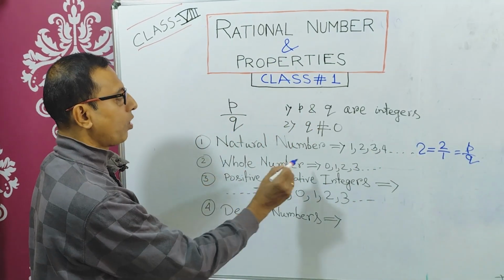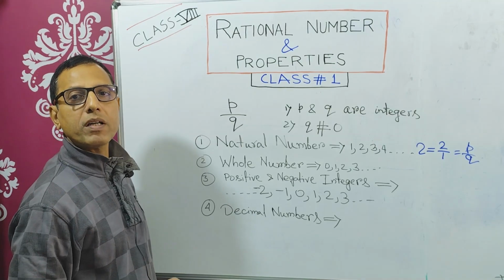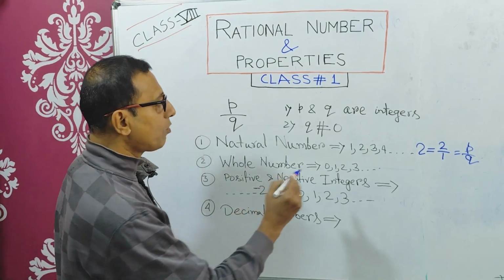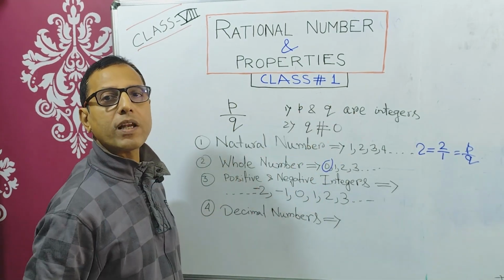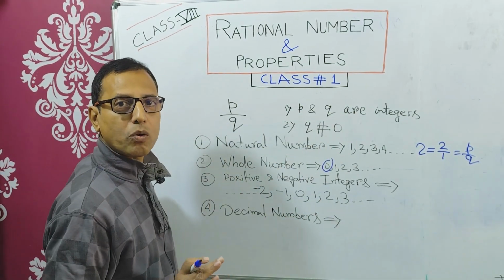Next is whole number. What is whole number? Whole number is all the natural numbers including 0. So 0 along with all the natural numbers, that is called whole number. You know that, right?